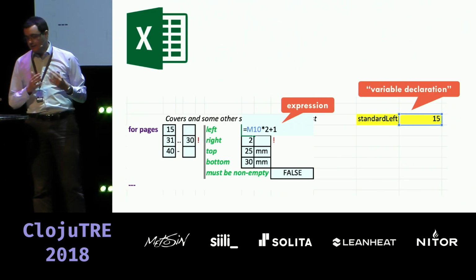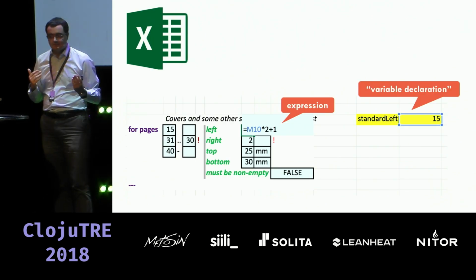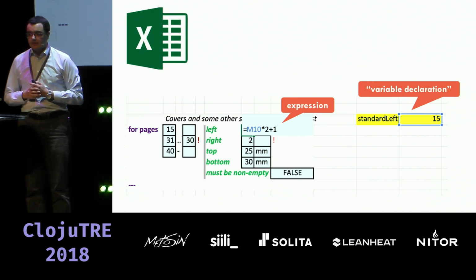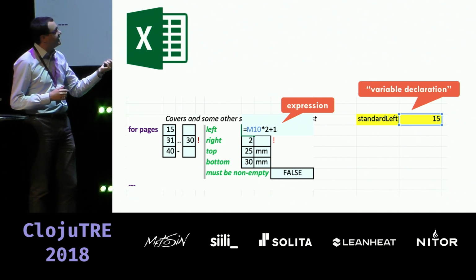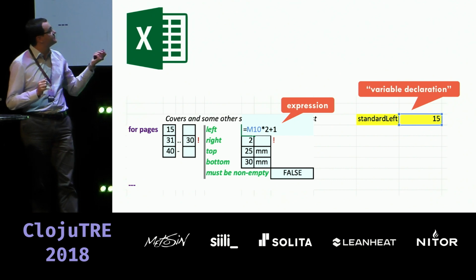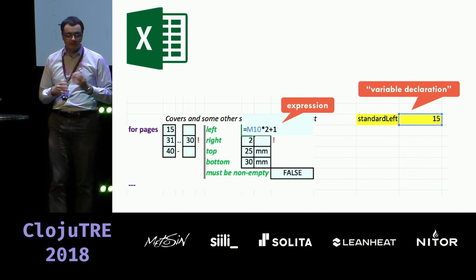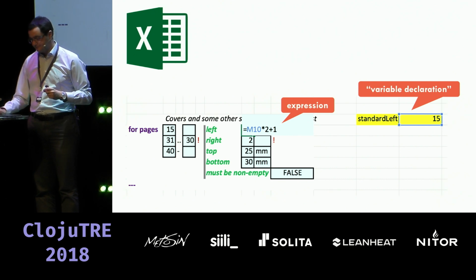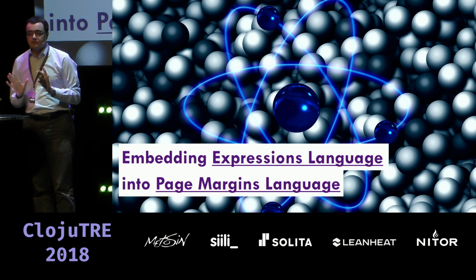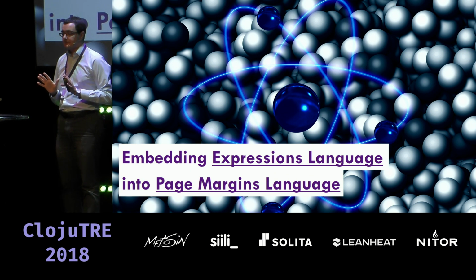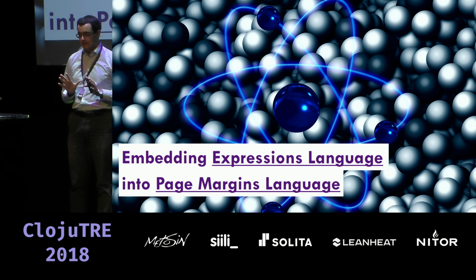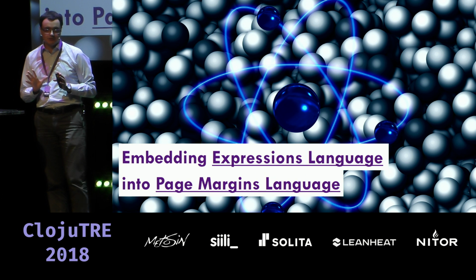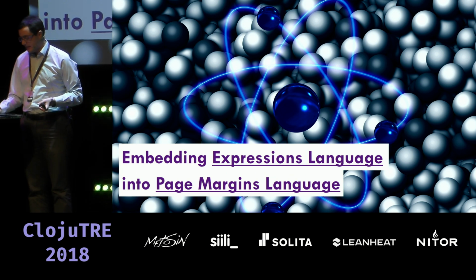So can we say that MPS is always better than Excel? Didn't we lose something? In Excel, we kind of could define variables and use expressions, and it wasn't present in the language that I have just shown. The solution to this problem is actually to embed an expressions language into our page margins domain-specific language.